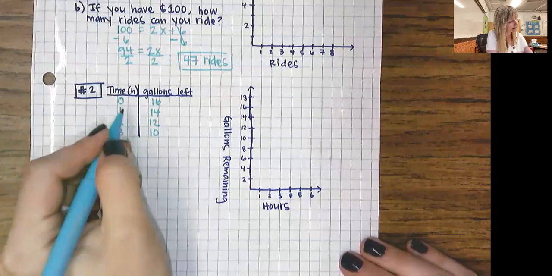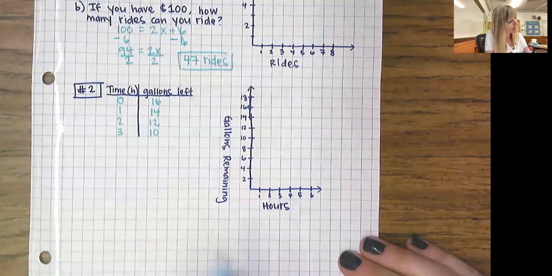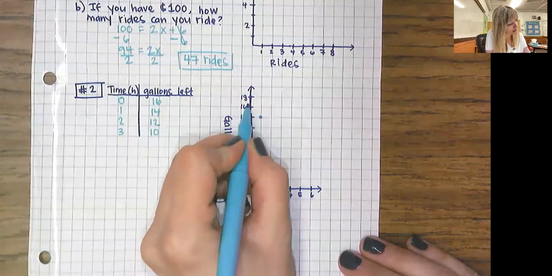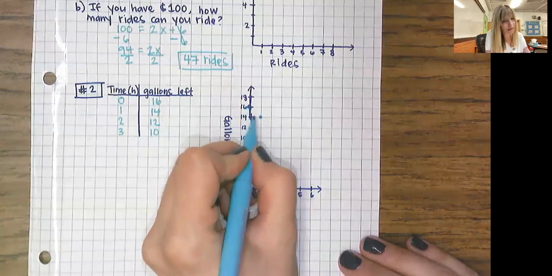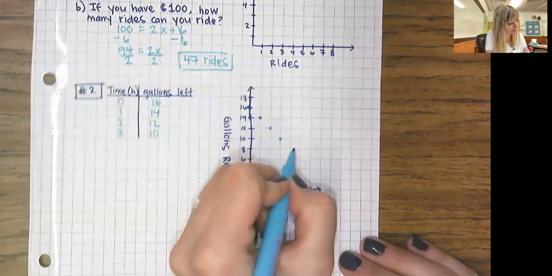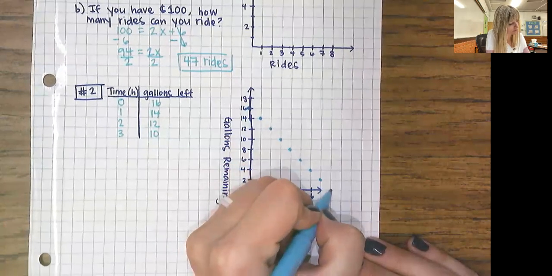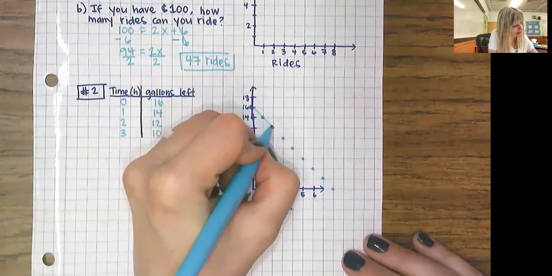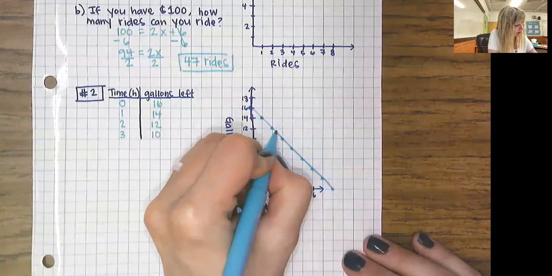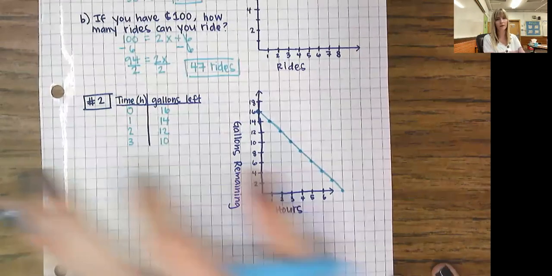Okay, so what did I start with? 16 gallons. And then every hour, I lost 2, down 2 over 1. So this is really down 2 because I let every box be worth 2. I just turned that table into a graph. And actually, I didn't even necessarily need the table. I turned one linear story into a table and then a graph.